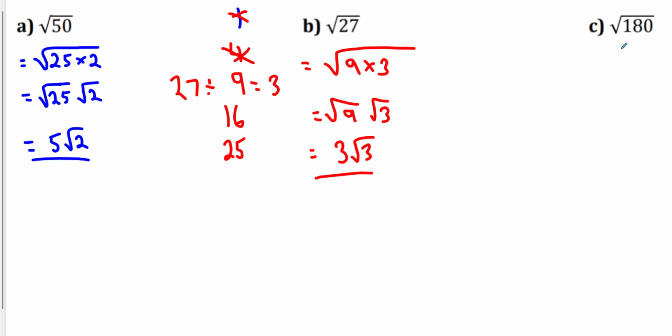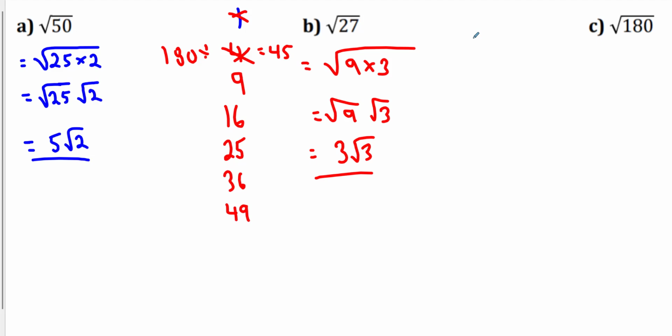180, can it be divided by any one of these perfect squares? So let's go back here. We have 25, we have 36, we have 49, and so on. Well, 180 divided by 4. What's 180 divided by 4? Let's get a calculator. Is that possible? 180 divided by 4. And yes, if you do that correctly, you get 45.